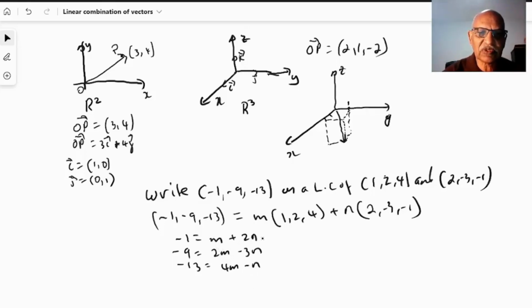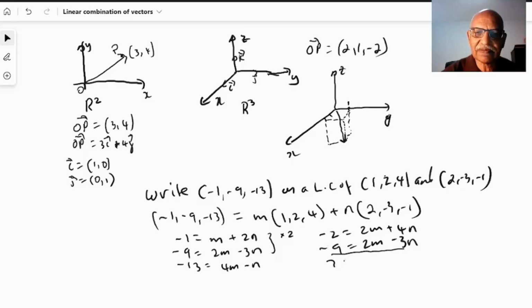So let's do the first two. From the first two, I can multiply the first one by 2. So it will be -2 equal to 2m plus 4n. And the second one is -9 equal to 2m minus 3n. Since I have the same sign, I subtract. Therefore, I will get -2 minus -9 will be 7. 4 minus -3 will be 7. Therefore, n equal to 1.